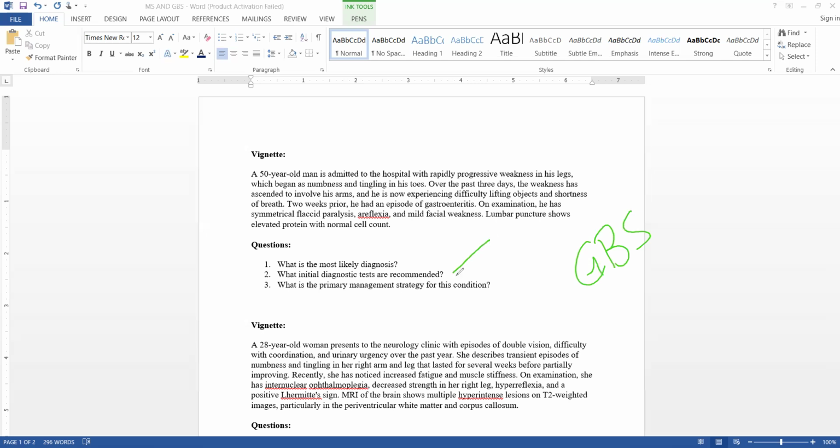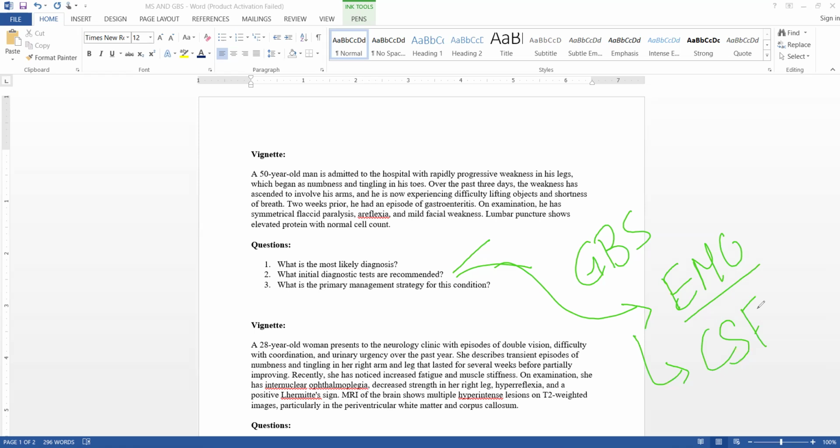What are the initial diagnostic tests? EMG and CSF. In the CSF you find albuminocytological dissociation, and on EMG you find decreased nerve conduction because of demyelination. What is the primary management strategy for this condition? You use plasmapheresis and IV immunoglobulin, and there is no role of steroids in this condition, right?